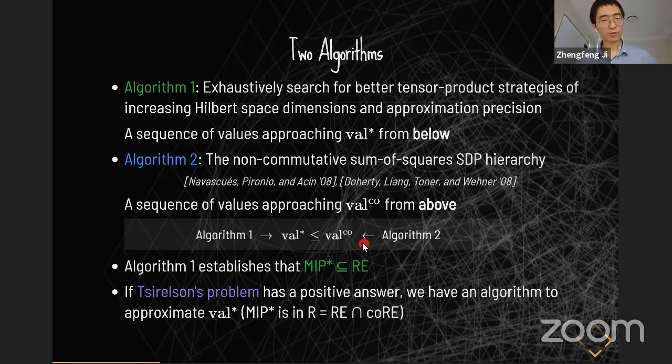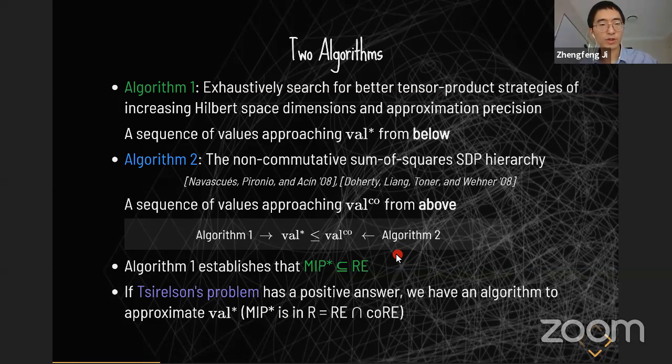So the first algorithm implies that the class MIP star is in RE, and a more interesting consequence is that if Tsirelson's problem has a positive answer, meaning that these two values are the same, then you have an algorithm for approximating this value because you can alternate in between algorithm 1 and algorithm 2. So that's a complexity theory consequence of Tsirelson's problem having a positive answer.